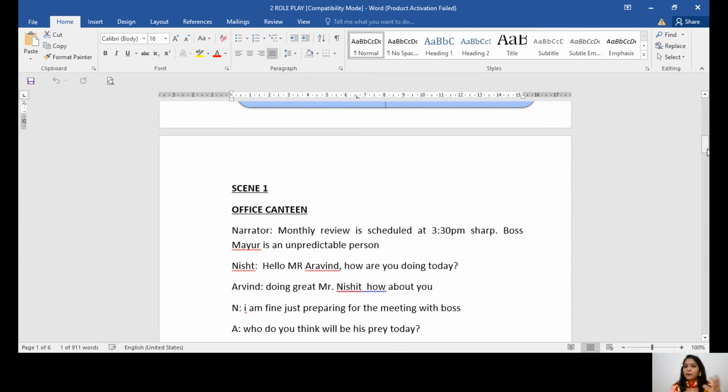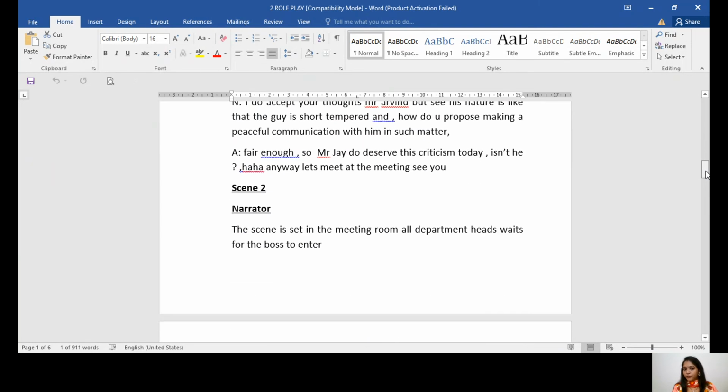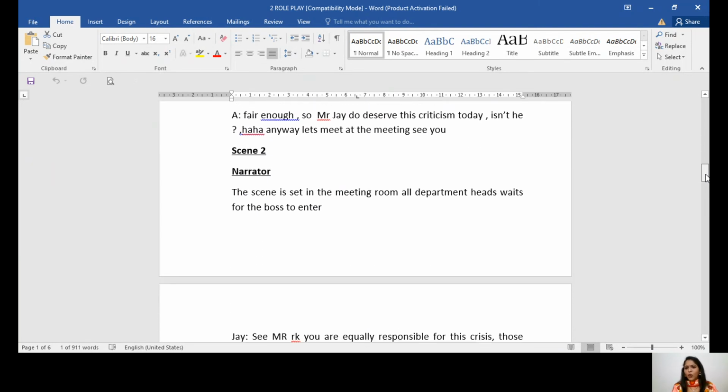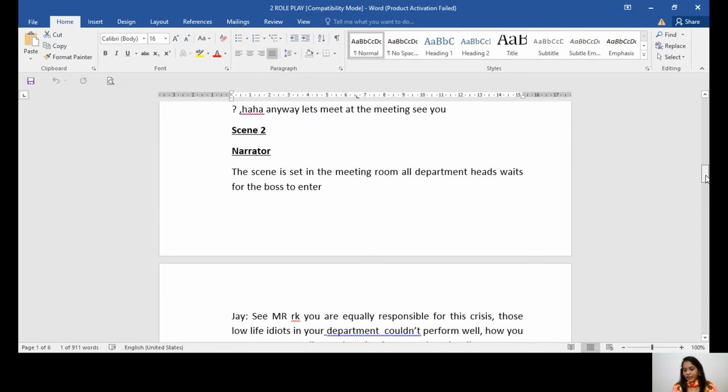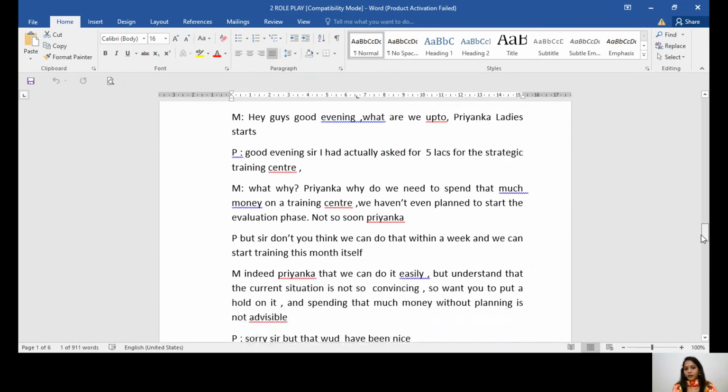Now see, when students prepare it, their involvement increases. Obviously, if I give them a script, the interest is going to be different, but if it is prepared by them, the interest is different. So this was the script prepared by the students themselves, and according to our requirement, we can guide them. So I had guided them with the script.